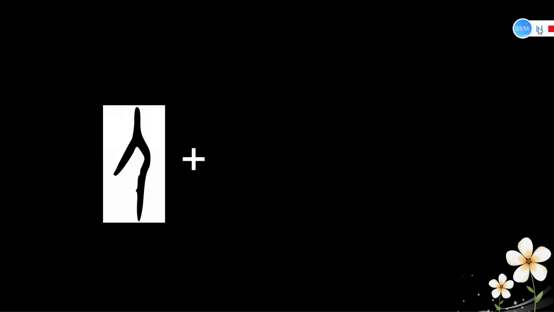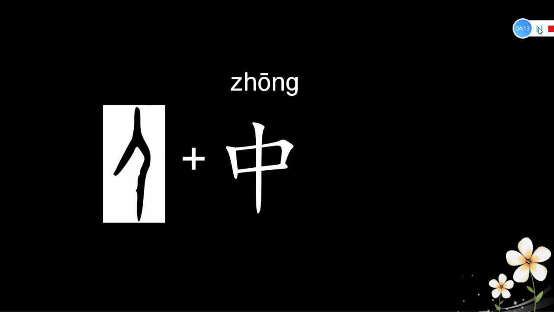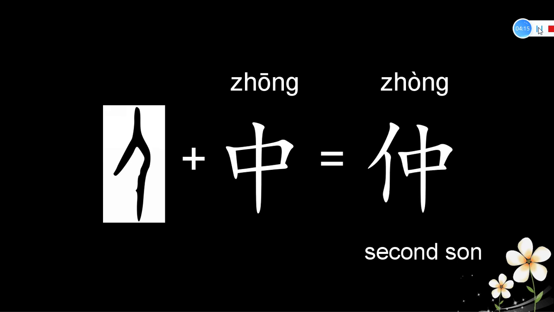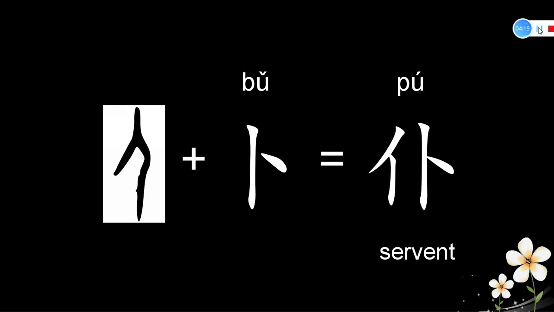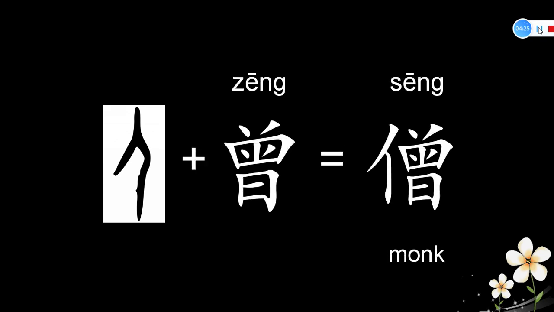In the following characters, you can see that these compound characters are all related to people, and the pronunciation is similar to that of the phonetic indicator. 伙, a group of people. 仲, second sound. 仆, servant. 僧, monk.